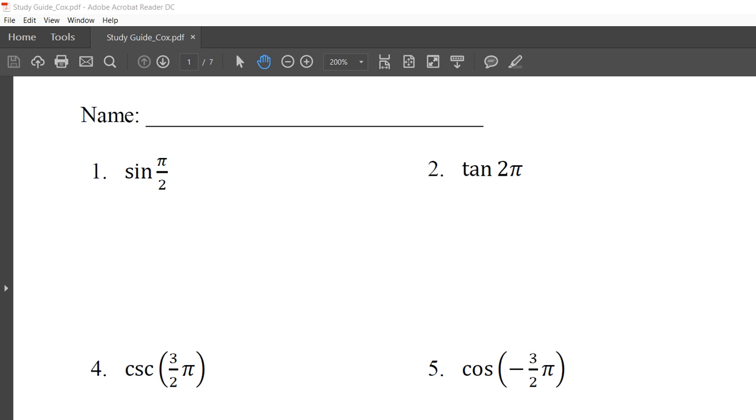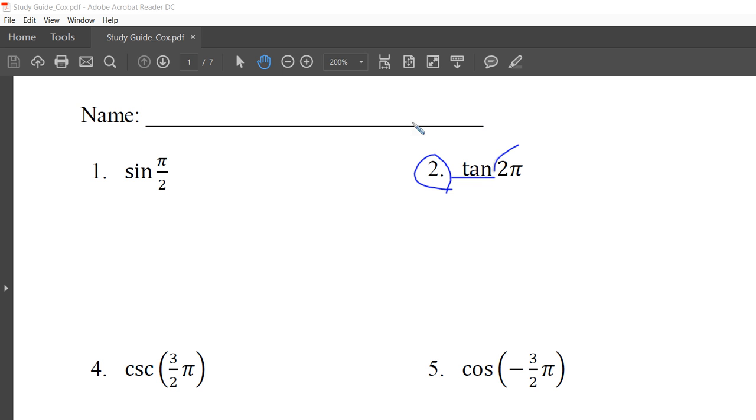I'm only going to be working on the even numbers of your study guide. So let's take a look at number 2 together. On number 2, it says tangent of 2 pi. So this is really asking, what is tangent at 2 pi?